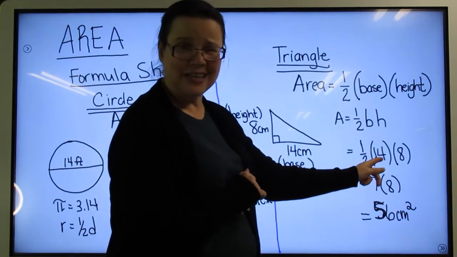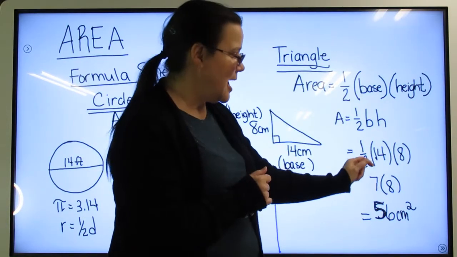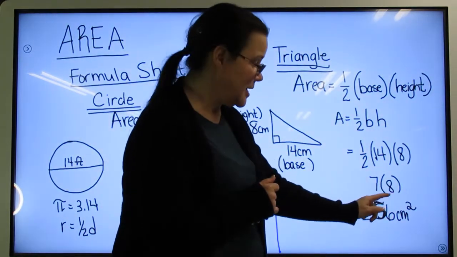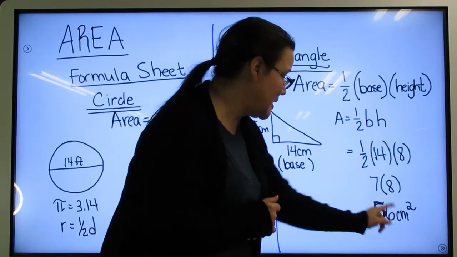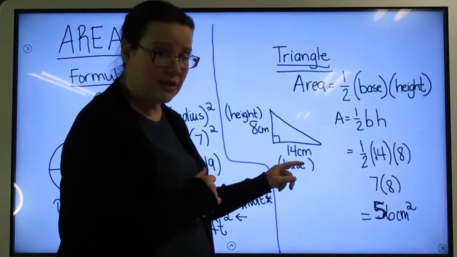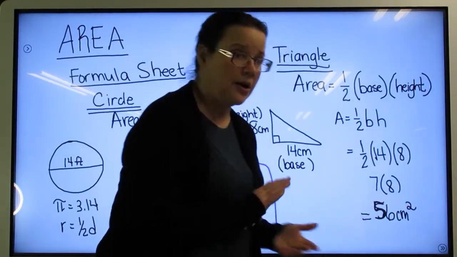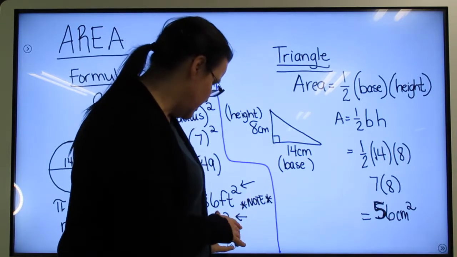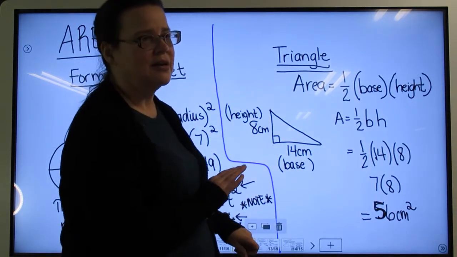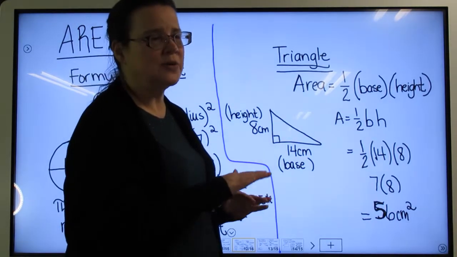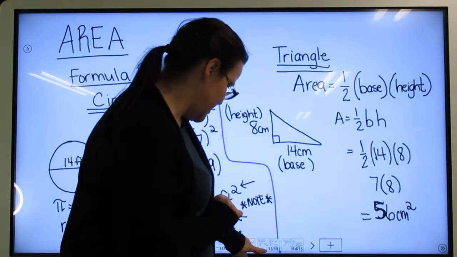Half of 14 is 7. And 7 times 8 is 56. And it's centimeters because that's the units they use, squared. Area is always used with squared. I'm sorry. Area is always squared units. There we go. I'll get it.